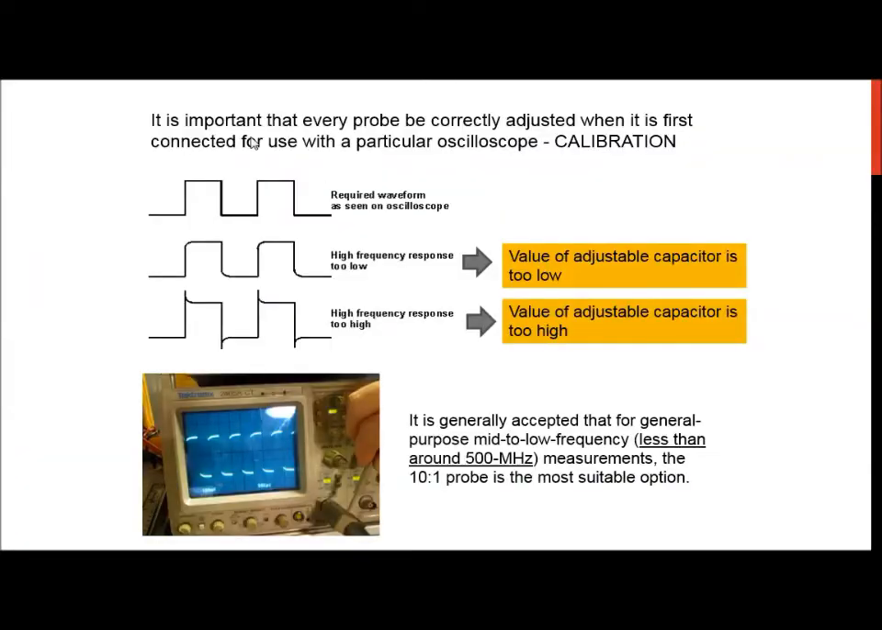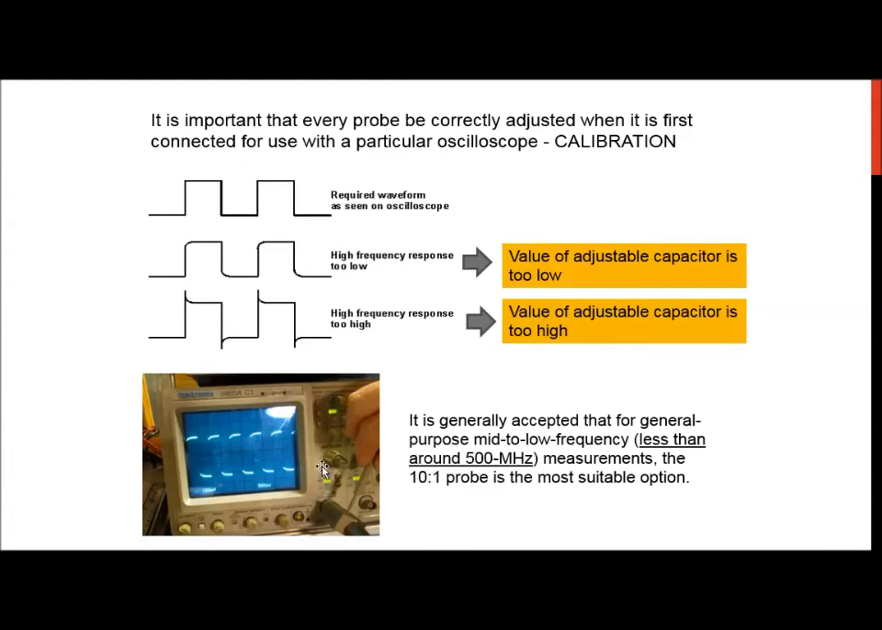So actually, it is important that every probe be correctly adjusted when it is first connected for use with a particular oscilloscope. So you can see here, if your square wave output has this shape, it means that the adjustable capacitor is too low, and if you see this shape, it means that it is too high. So this is how you can calibrate your oscilloscope probe, by observing the square waveform that is normally used in the oscilloscope.